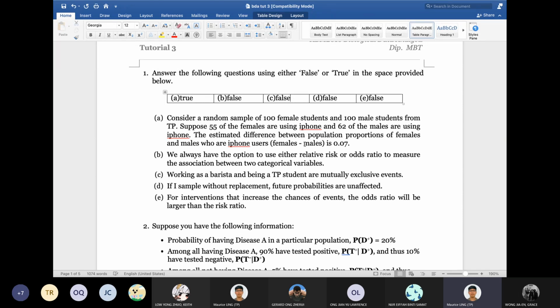If I sample without replacement, the future probabilities are unaffected. Without replacement, that means in a basket of balls, you take one and you don't put it back. False, because you already removed the numbers. Question 5, for intervention that has a greater chance of event, the odds ratio will be larger than relative risk. True. You will always find the odds ratio tends to be larger than relative risk, because you divide the denominator by a smaller number.